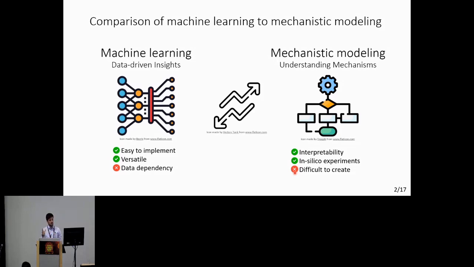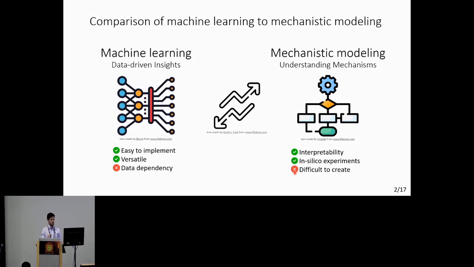And on the other side of the spectrum, we have mechanistic modeling, and mechanistic models don't have this problem. So they can be estimated with much less parameters. And this is due to the fact that we encode the mechanistic understanding directly into the model. That makes it also then highly interpretable. And if the model is calibrated well enough, then it can be used for in silico experiments, among other things. However, these models are usually pretty difficult to create.